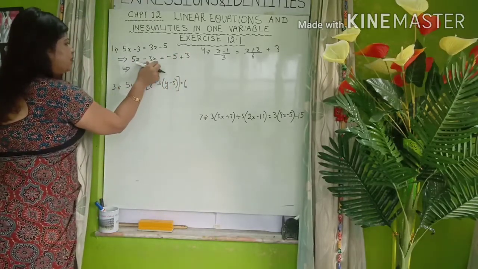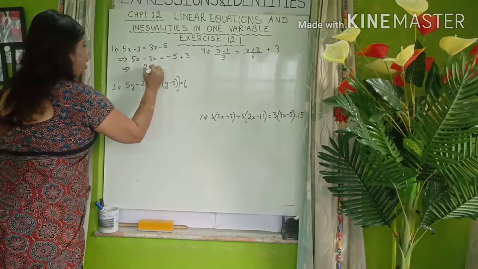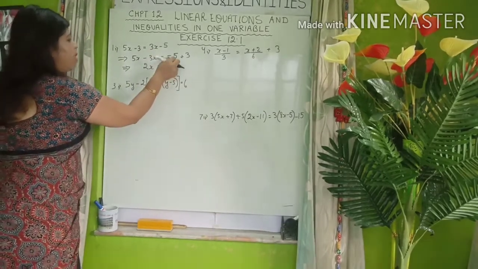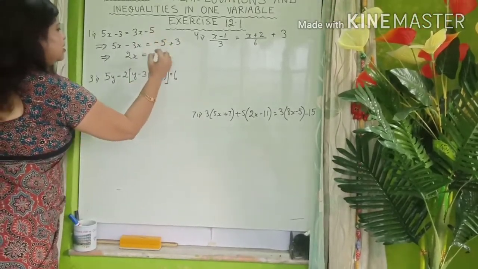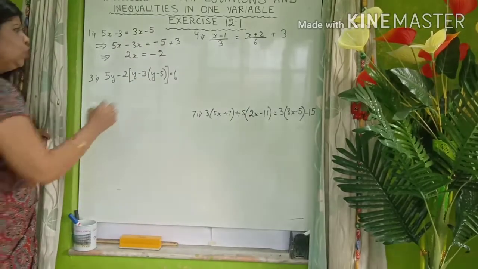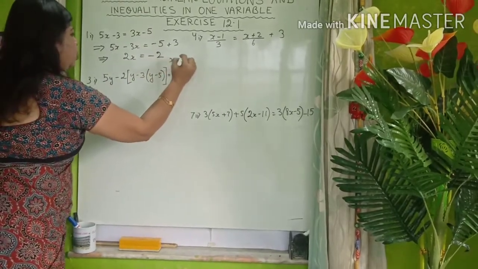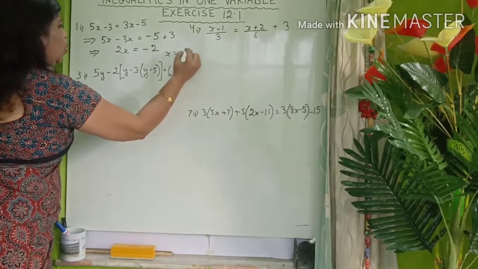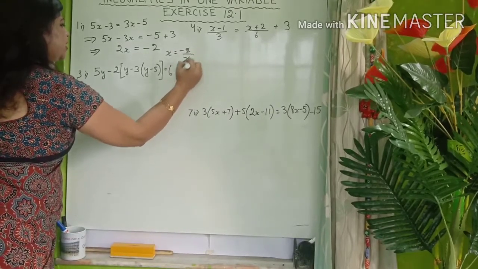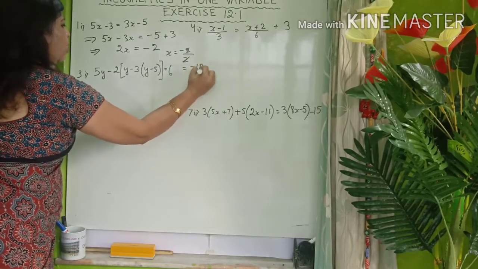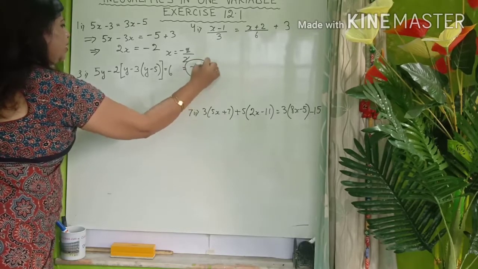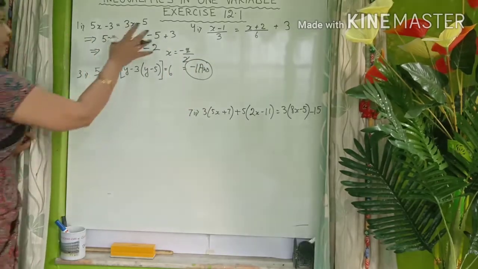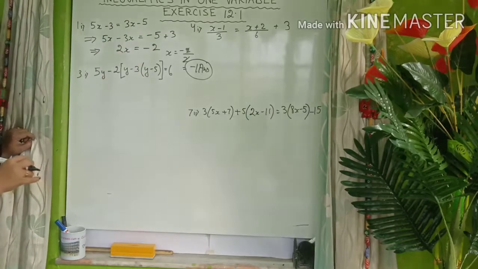Next, 5x minus 3x. What is the answer? 2x equal to minus 5 plus 3. What is the answer? Minus 2. So your x equals minus 2 by 2. Cancel off, your answer is equal to minus 1. So minus 1 is the answer. Simple, the first one. Come to the second one.